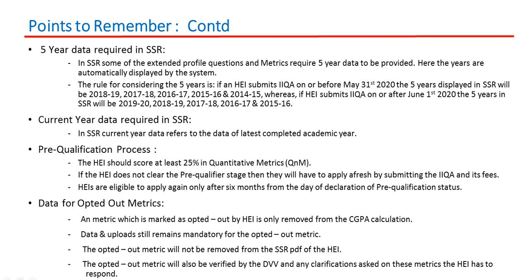Then you have data for opted out metrics. What is an opted out metric? A metric which is marked as opted out by the HEI is only removed from the CGPA calculation, and data and uploads still remain mandatory for the opted out metric.